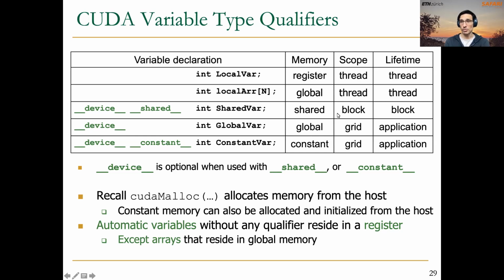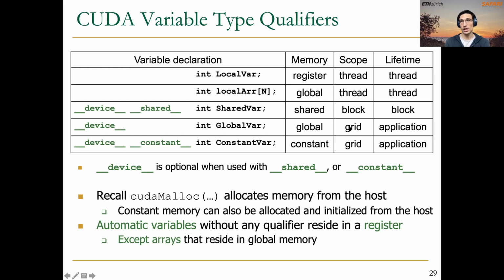Remember as well that threads that run inside the same block can share data by using the shared memory. And the way to define that a variable or an array is in shared memory is by using this shared qualifier.